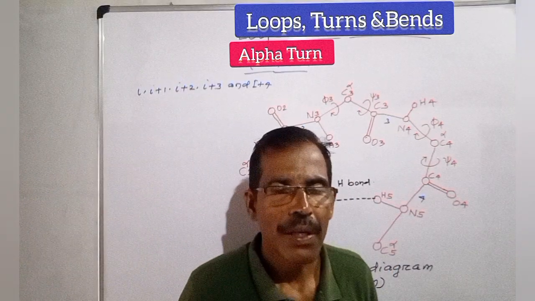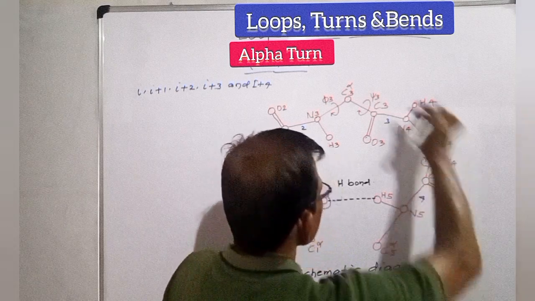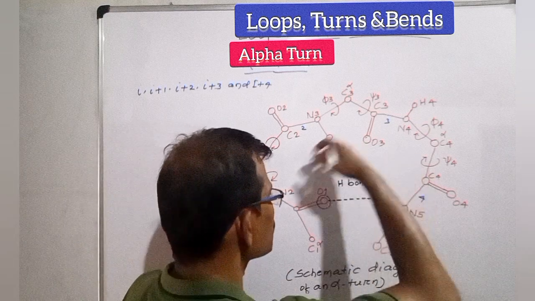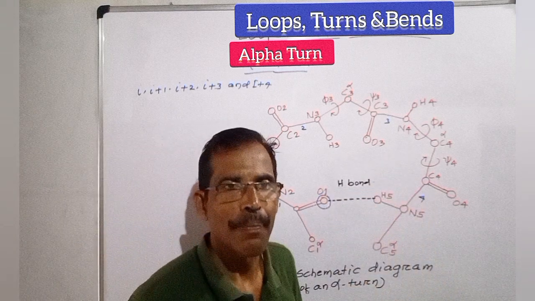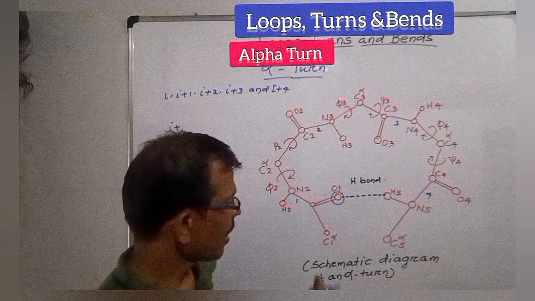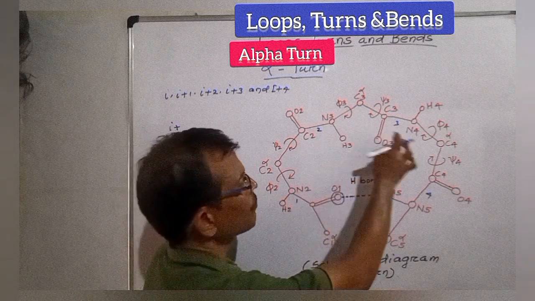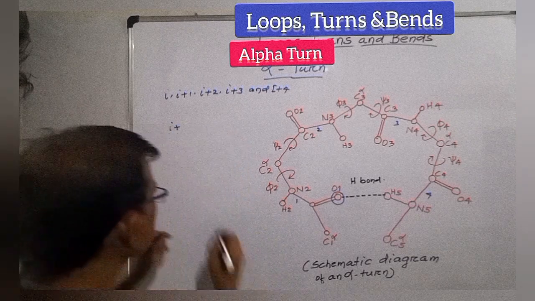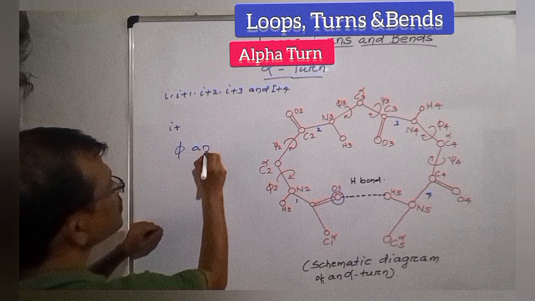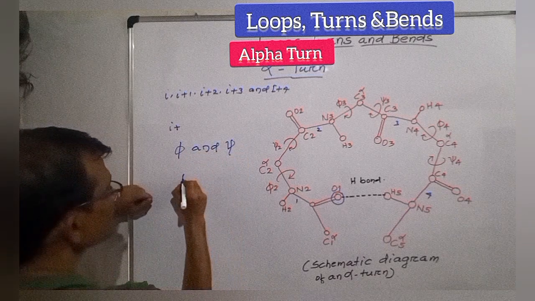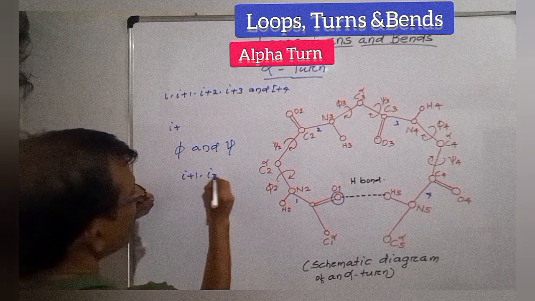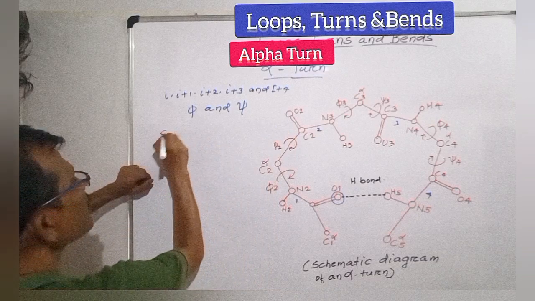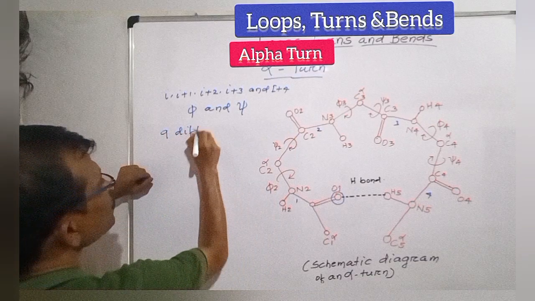At an alpha turn, a polypeptide chain reverses its overall direction, as a result of which it folds on itself by 180 degrees. In an alpha turn, the end residues are separated by 4 peptide bonds. Based on the backbone dihedral angles, that is phi and psi, of residues i+1, i+2 and i+3, alpha turns are divided into 9 different groups.